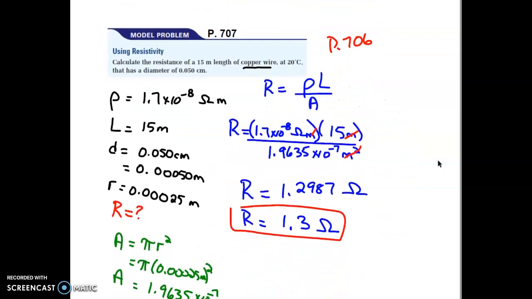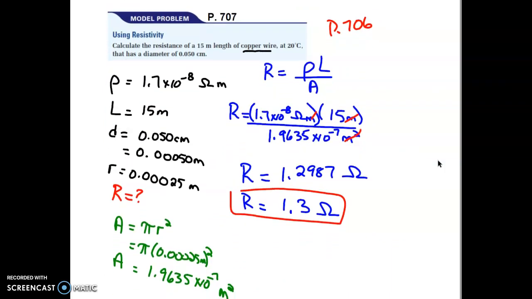All right, so now we have a sample problem to get ready for some book questions. On page 707, there's this model problem using resistivity. Calculate the resistance of a 15-meter length of copper wire at 20 degrees Celsius that has a diameter of 0.050 centimeters. So write out what's given.